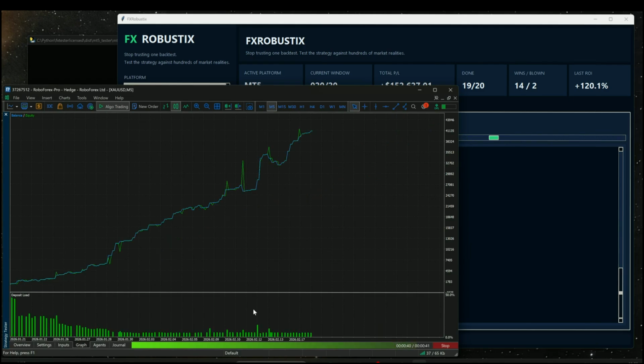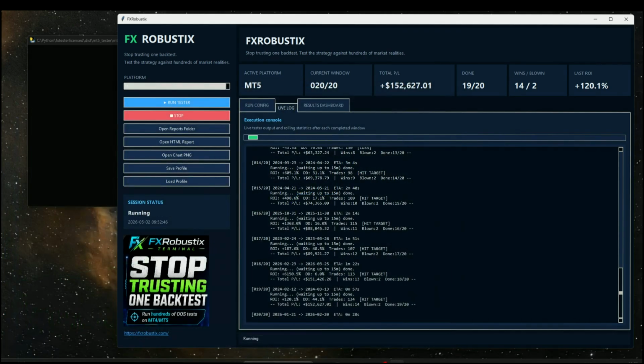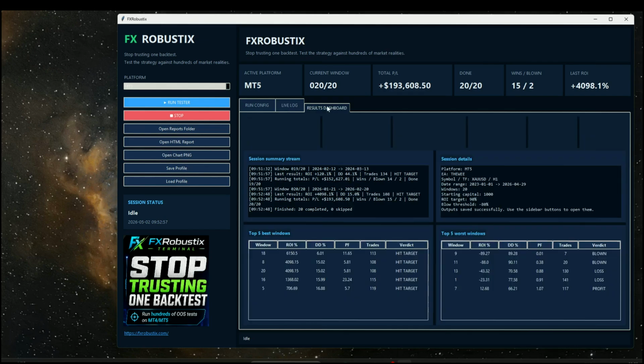It shows how the EA behaves across many different 30-day windows. It shows how often it hits the target. It shows how often it blows. It shows average ROI, drawdown, profit factor, and survival power. This is how you find robots that are actually worth testing further, not by trusting one perfect equity curve, not by hoping, but by running many out-of-sample tests and seeing if the edge repeats.